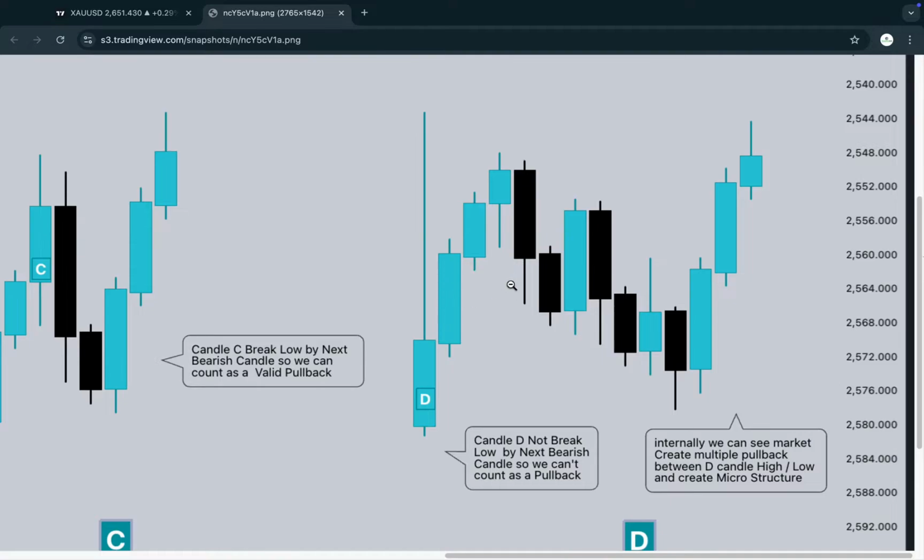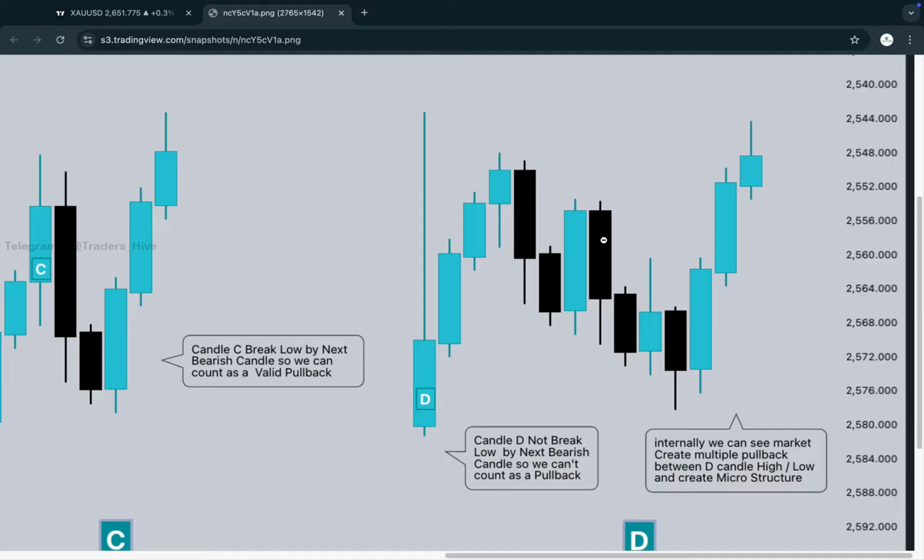Okay, so in this case you have to focus on the internal structure, or you can say micro structure. If the market creates any kind of pullback in a micro structure, we can consider this a micro structure. And if you would like to buy or sell based on the micro structure, of course you can, which I will cover in the next upcoming chapter. So this was a few examples where I'm explaining all about pullback identification in a bullish market.